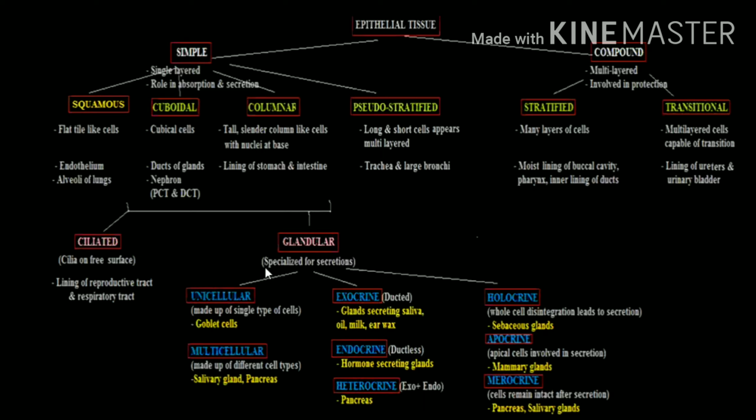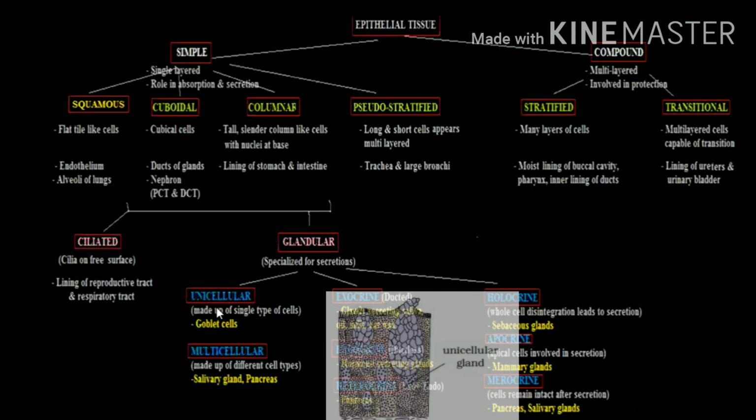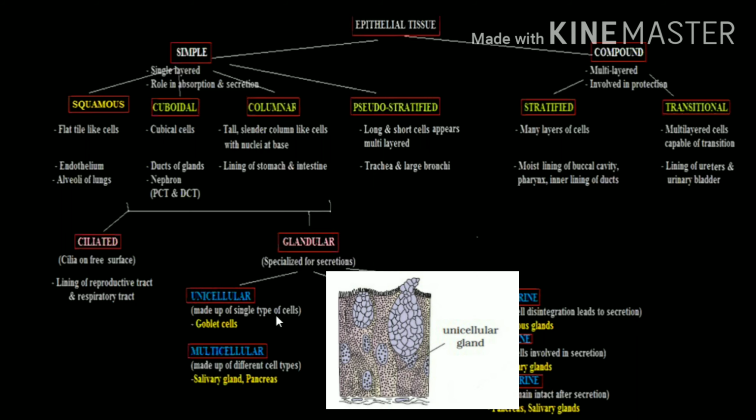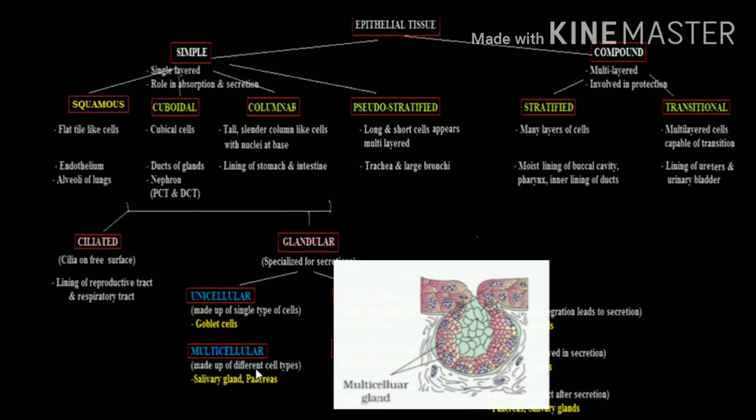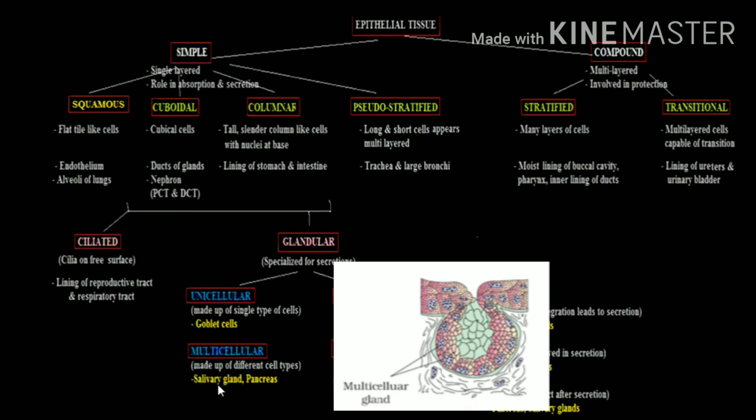Glandular epithelium, which is specialized for secretions, is further classified in different ways. One is based on the type of cells, that is unicellular and multicellular. Unicellular is made up of a single type of cell. The example is the goblet cell, mainly involved in the secretion of mucus. Multicellular is made up of different cell types, and the examples are the salivary gland and pancreas.